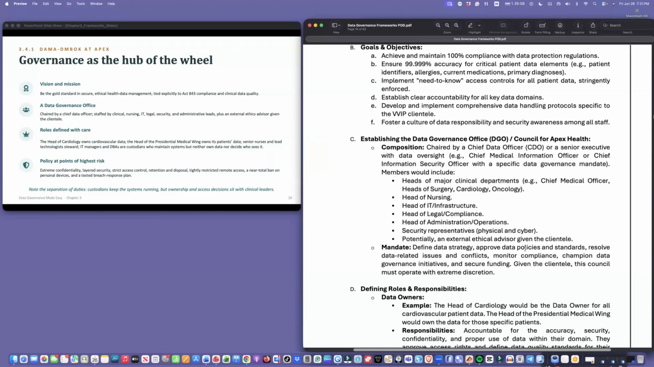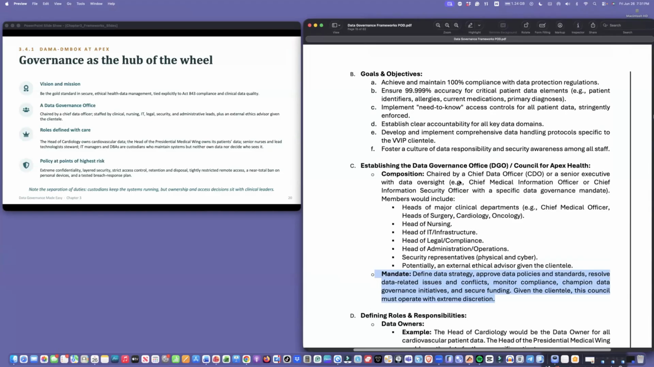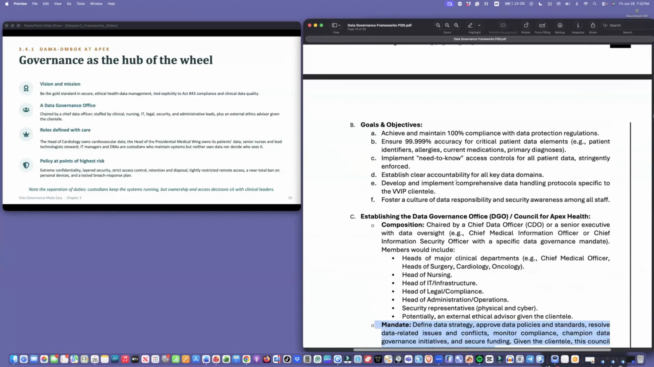This is data, this is not IT. Please remember, this is data. Monitor compliance, champion data governance initiatives, and secure funding. So they are even going to talk to senior management to be able to release money to support this. Given the clientele, this council must operate with extreme discretion, but you have access to a lot of information. Then you have to define roles. So in defining roles, all of this is part of the central hub, the data governance.